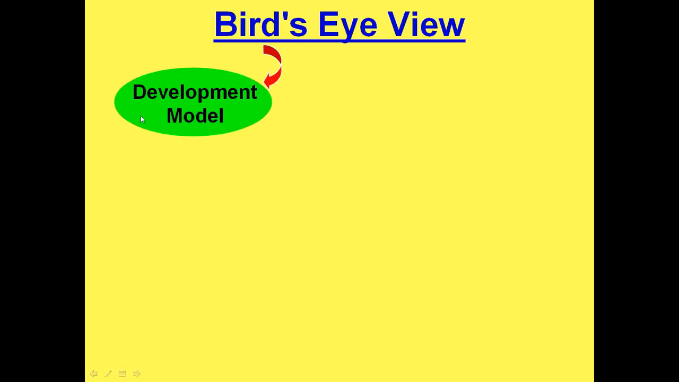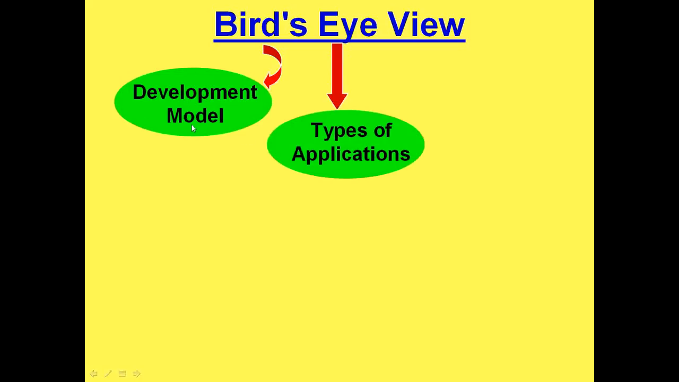Now, before we write our program, let's understand three important aspects. What is the current development model? How many types of applications can you create? And what is the current intelligence scenario?